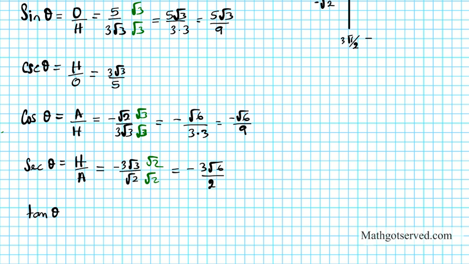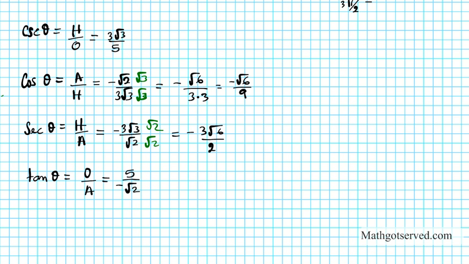Tan theta is opposite over adjacent, from TOA. My opposite is 5. My adjacent is negative root 2. This also needs to be rationalized, so multiply by root 2 top and bottom. That yields negative 5 root 2 over 2. Alright, so that's tangent. And then cotangent, we already knew what cotangent was because that's the original problem. Cotangent is adjacent over opposite, which is negative root 2 over 5.